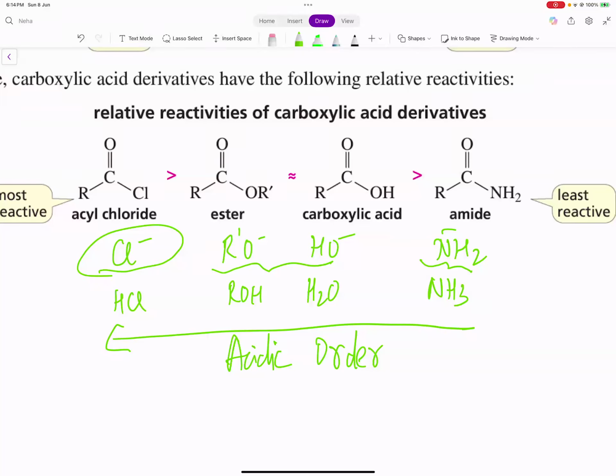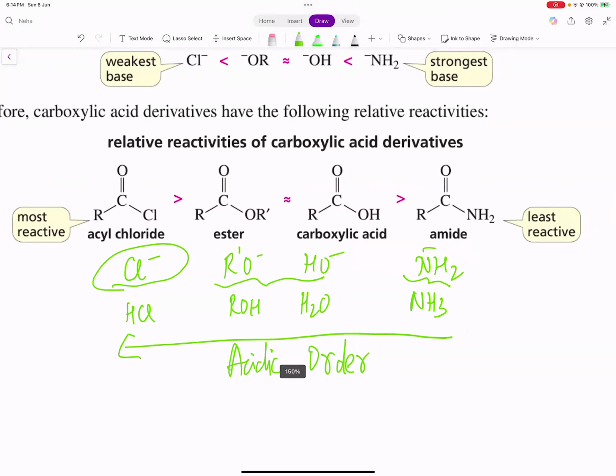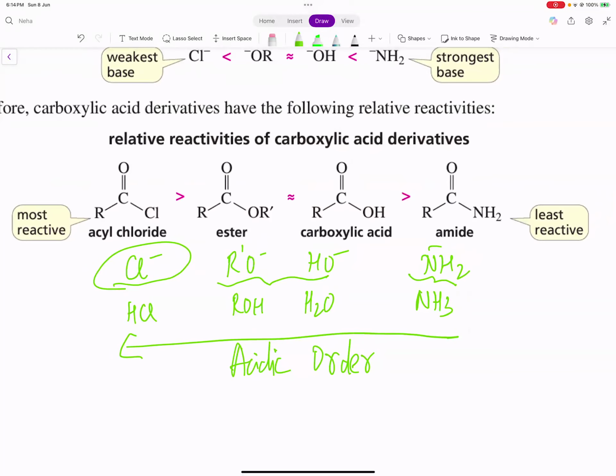So what is going to happen? Cl minus will leave fastest, so it will react fastest. It is most reactive. Then ester and carboxylic acid have similar reactivity because the pKa is similar. Water is 15.7 and the alcohols are between 15 and 16, right? And the NH3 pKa is 36, so NH2 minus is an extremely strong base. So amides are least reactive. Got it?